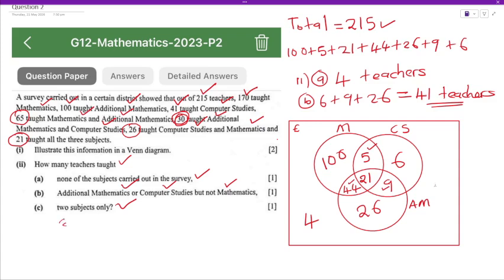Okay, so question C, let's put it right there. 5 plus 9 plus 44, the ones I just check marked. When you add them, what do you get? 5 plus 9 plus 44 gives me 58. So that's 58 teachers. And you're done. Do you have any questions before we proceed to the last question? Okay, seems it is making sense. We proceed to the final question.